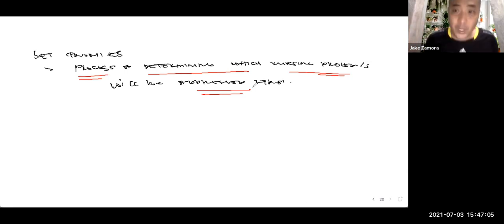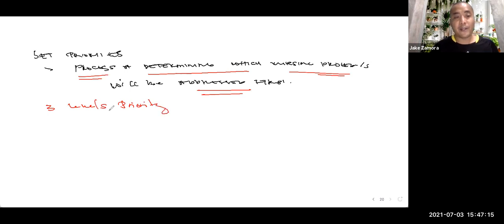When you do prioritization, there are three levels of priority. The first one is the high priority. The second one is the medium priority. And the third one is the low priority. These are the priorities that you have when you set priorities. By nature, the high priorities are the problems that we need to address first. Why?